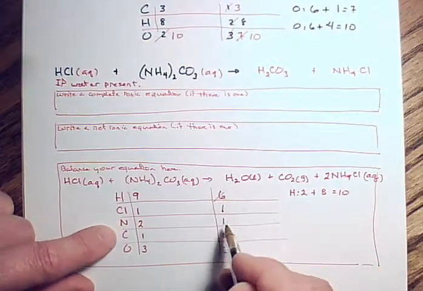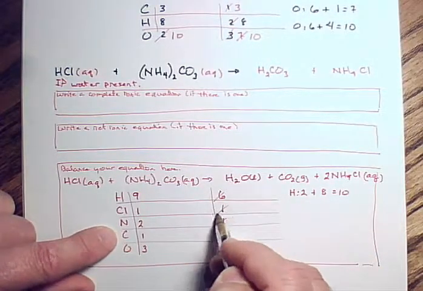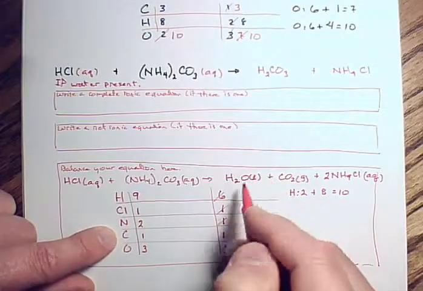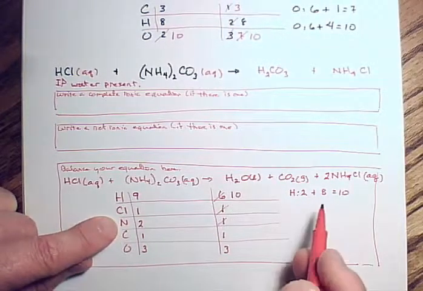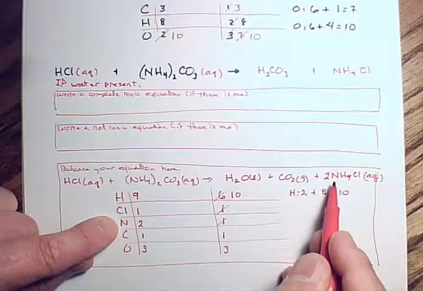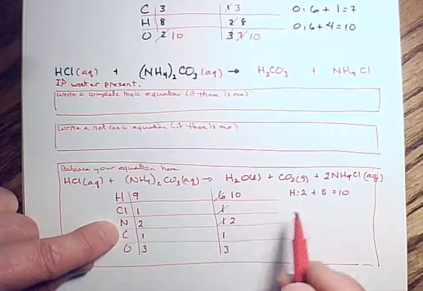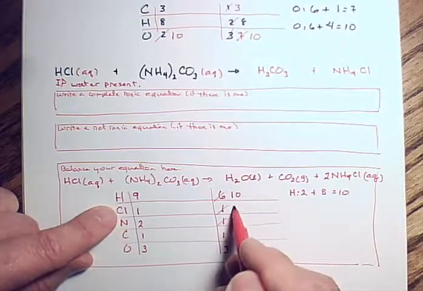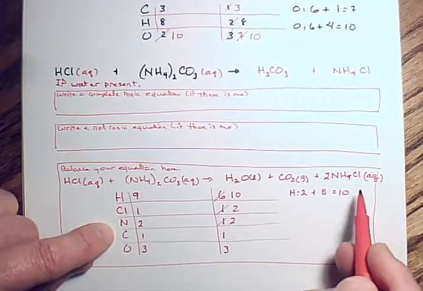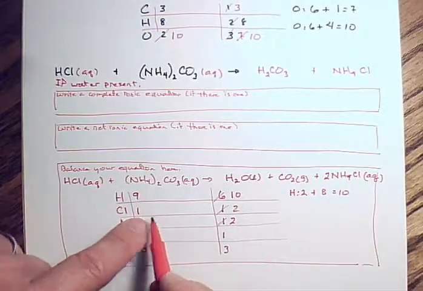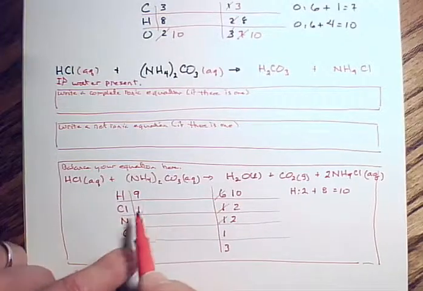Actually, I'm going to mark out hydrogen, nitrogen, and chlorine because I'm going to be changing all of those. So now I have 10 hydrogens. I've got 2 nitrogens now. I've got 2 chlorines now. Okay. Now I want to go back over to the other side and balance the chlorines. Remember, I'm saving hydrogen for last.